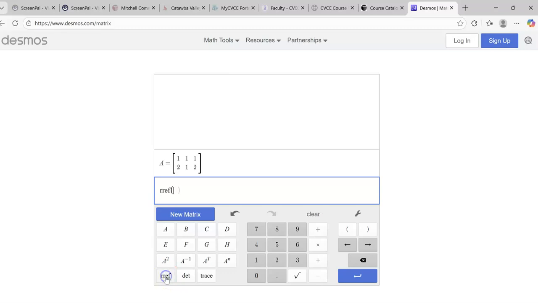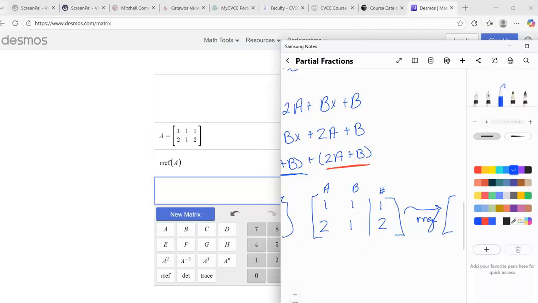And now we're going to do RREF of matrix A. And what that does is something called reduced row echelon form. It's going to solve the matrix for us. So in this case, we're going to get a 1 and we're going to get a 0 for that.